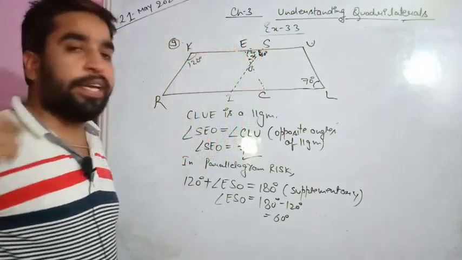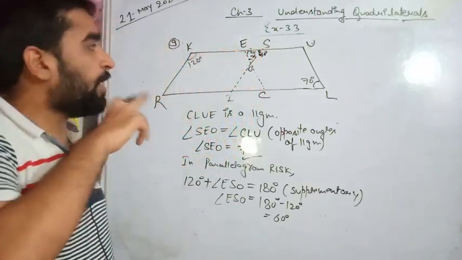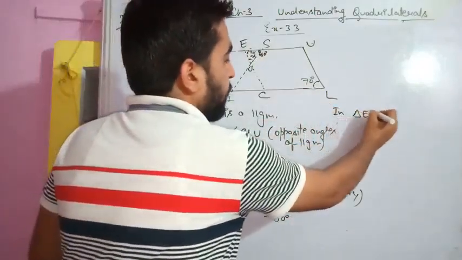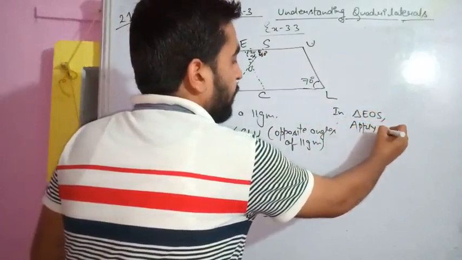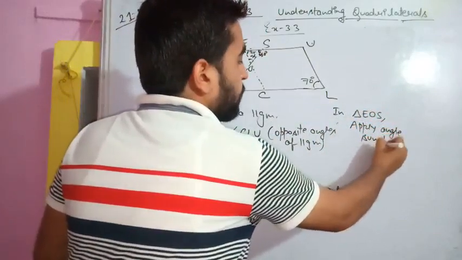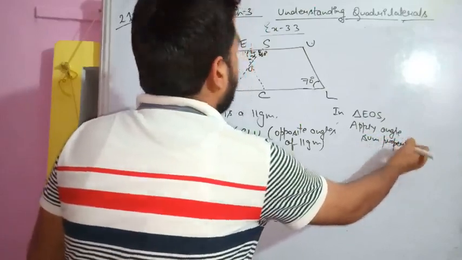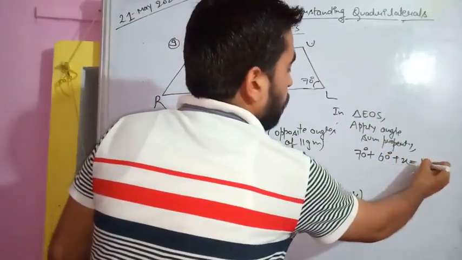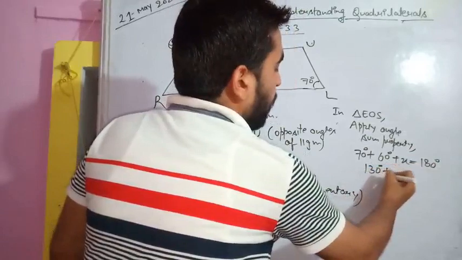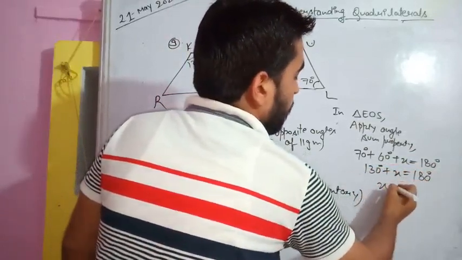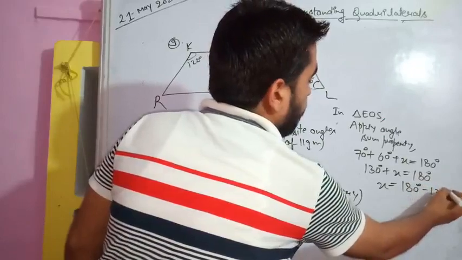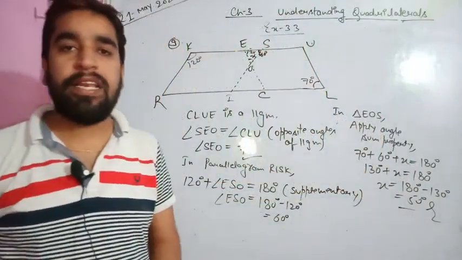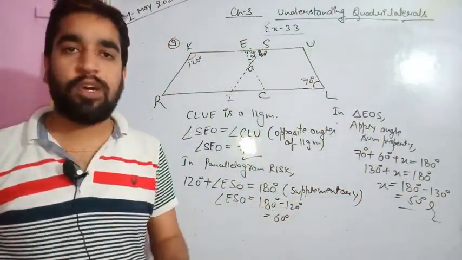Now as you can see, OES is a very small triangle and two of the angles are known to us. So we should mention this, in triangle EOS, apply angle sum property. If we apply the angle sum property, 70 degree plus 60 degree plus X is equal to 180 degree. So 130 plus X is equal to 180. Then X will be how much? 180 minus 130. So X will be 50 degree. So this is how we have calculated the missing angle X, and that will be 50 degree. So this is how we have to solve.